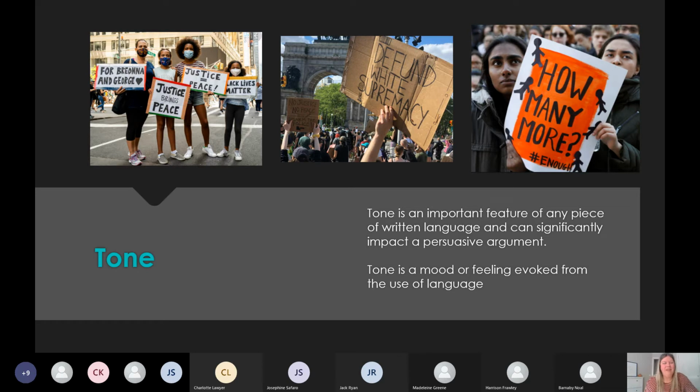Right. So tone. Tone is an important feature of any piece of written language, and it can significantly impact on persuasive argument. The tone is the mood or the feeling evoked from the use of language, and you will have to use your voice in order to show me this on the outcome. Please do not read in a monotone. I have to listen to all 20-something of you, plus probably 20 people from another class. Really practice your tone and your presenting skills.